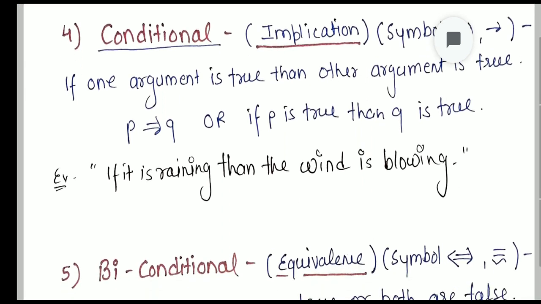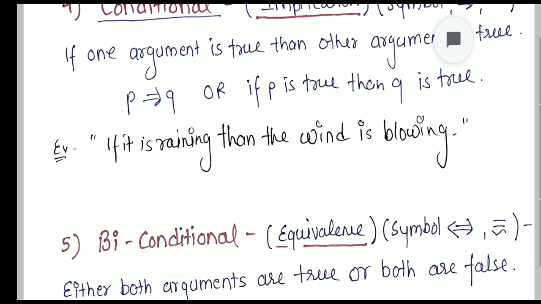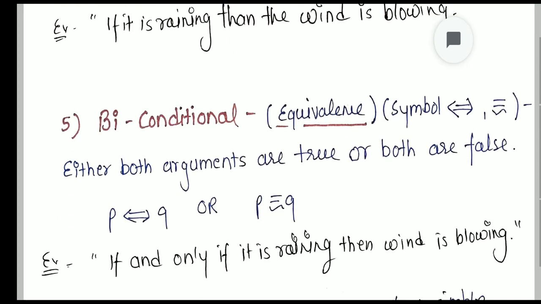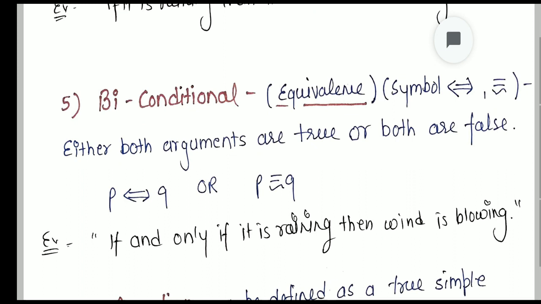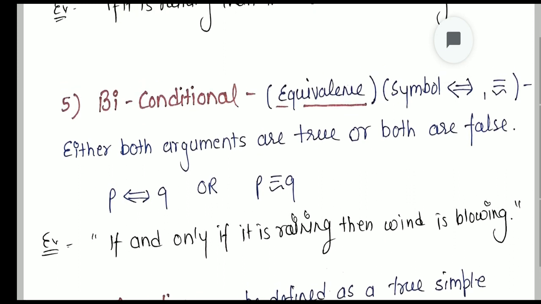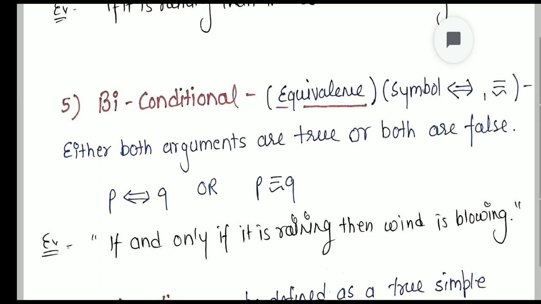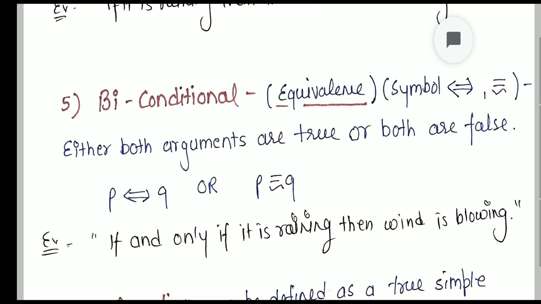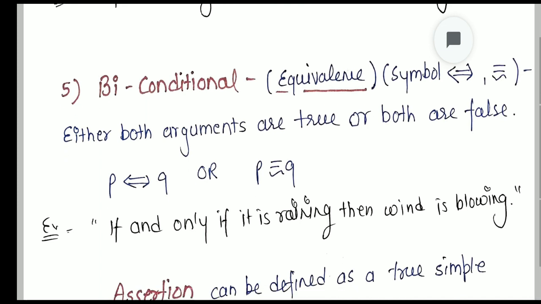Two important terms: assertion, which can be defined as a true simple proposition. It is raining, it is true, it is an assertion. Negation can be defined as a false simple proposition. It is not raining, that is negation.